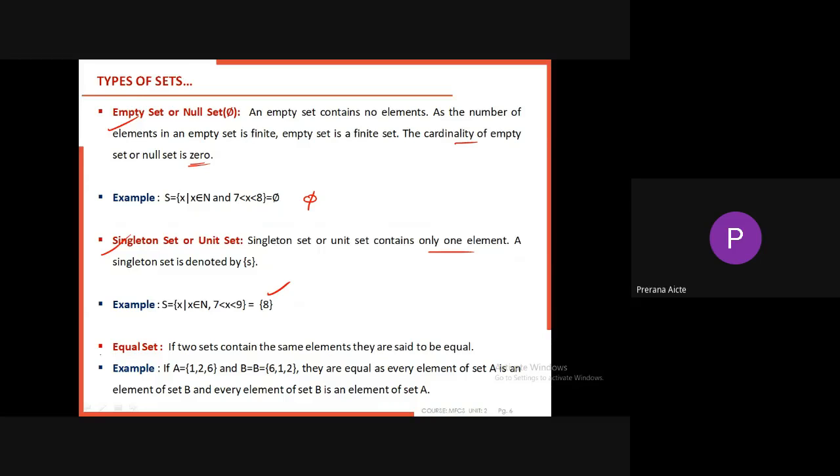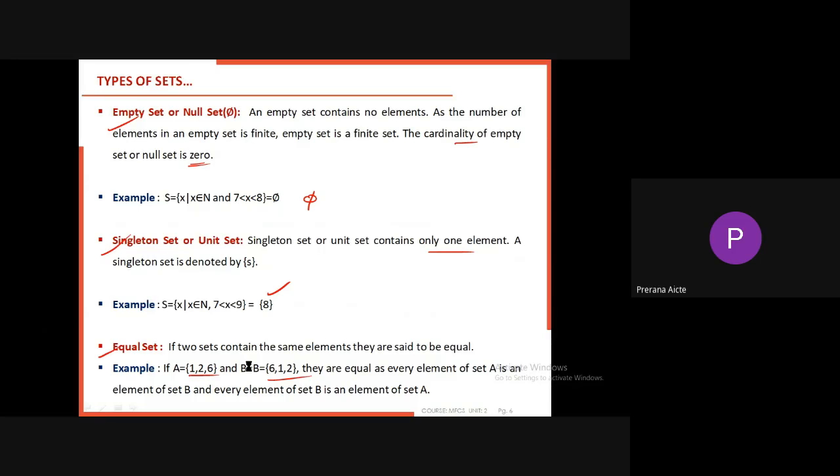Next, equal sets. We can say that two sets are equal if the elements of the two sets are equal. Like here it is 1, 2, 6, here also 6, 1, 2. The order may be different, no problem, but the elements should be the same in both the sets. Then I can say that the two sets are equal.